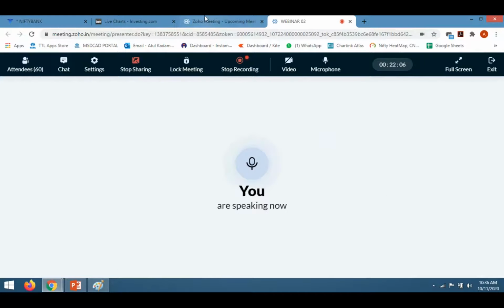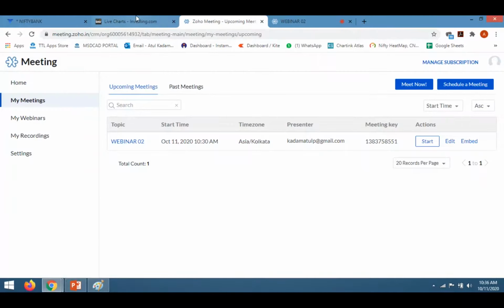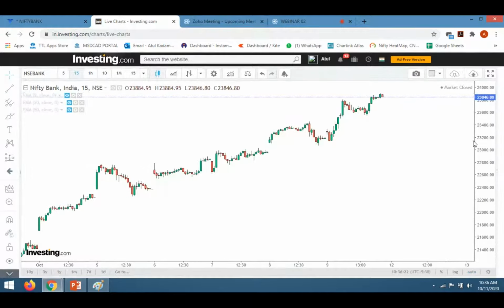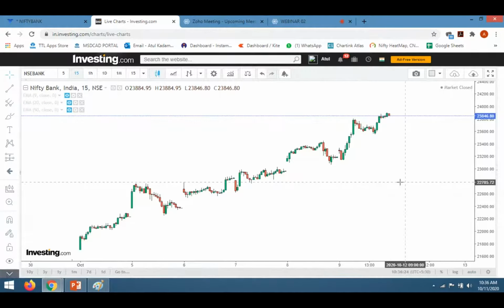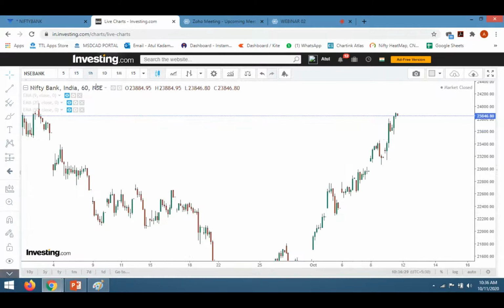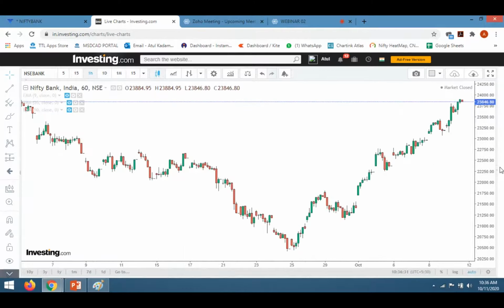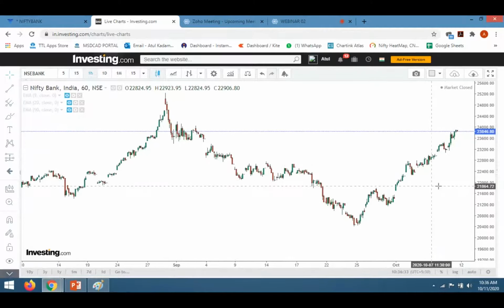Yes, Sushant, you are unmuted. So just stay with me, Sushant. If anything there, I will just ask you to join, talk. So I just minimize the chart, okay?